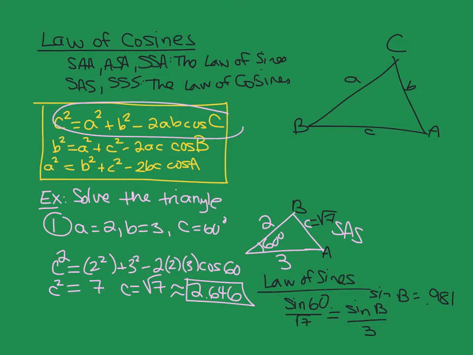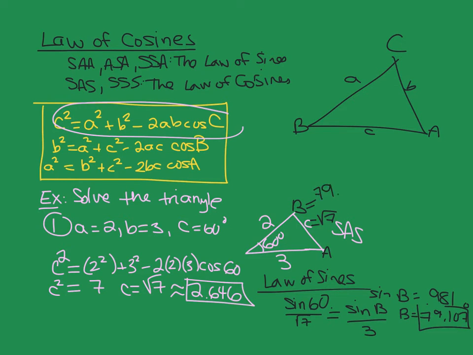Luckily, that's in the domain, so that's a good sign. And if you do inverse sine of that, you end up getting that B is equal to 79.107-ish, and that's in degrees. So we now have that angle B.